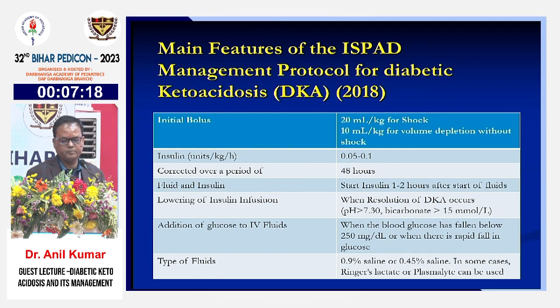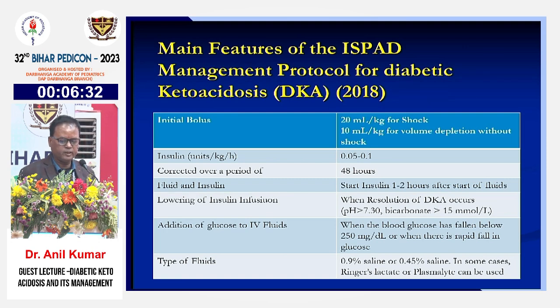Main features of the ISPAD, the International Society for Pediatric and Adolescent Diabetes, management protocol for diabetic ketoacidosis 2018. Insulin is the main therapy of diabetic ketoacidosis. Insulin should be given at 0.05 to 0.1 unit per kg per hour, but in experience, 0.05 unit per kg per hour is sufficient. The fluid deficit should be corrected over a period of 48 hours. Start insulin 1 to 2 hours after the start of fluid. If we start insulin before the fluid, there will be a chance of cerebral edema.